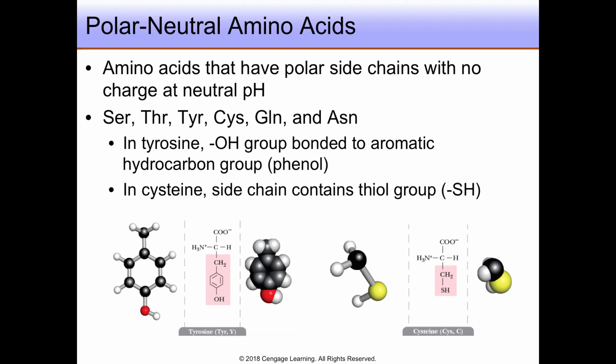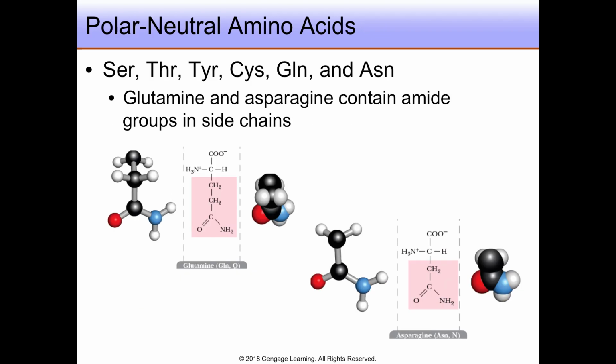Cysteine on the right is the second of our amino acids that carries a sulfur atom in its side chain, but in this case it is a thiol group and therefore polar. Glutamine and asparagine are the last members in this group, and each of these carries a terminal amide group in its side chain. The distinction between them is the number of carbons in the aliphatic portion of their side chains.